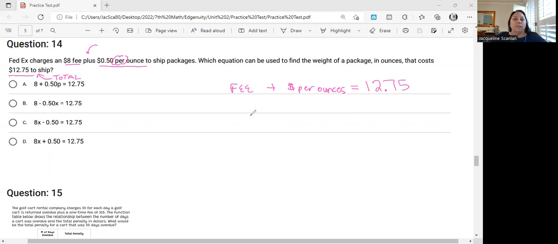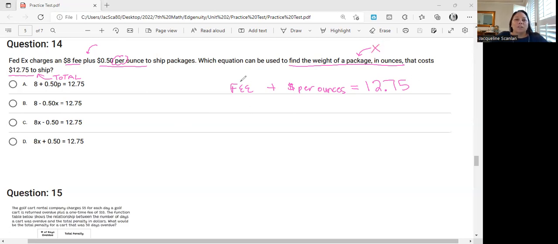Right, so I have to pay a fee for FedEx to ship it, plus I'm paying a certain dollar amount per ounces. All right, so we don't know how many ounces. That's what we're trying to find out. We're trying to find the weight in ounces. That's our unknown, so we're going to call that a variable. If I look at my answer choices, some of them have P's, some of them have X's. It doesn't really matter, as long as I know that that's going to be my variable, okay?